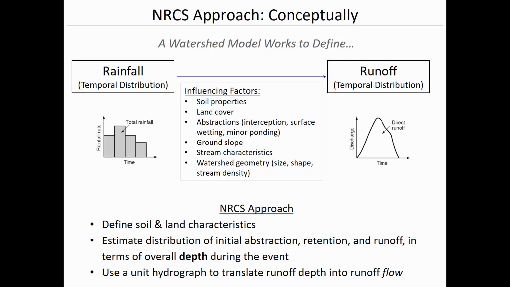And so the timing of it is important, and we'll use a special unit hydrograph to turn amounts into flow rates, and so to define the timing. That's what that last bullet point's talking about.